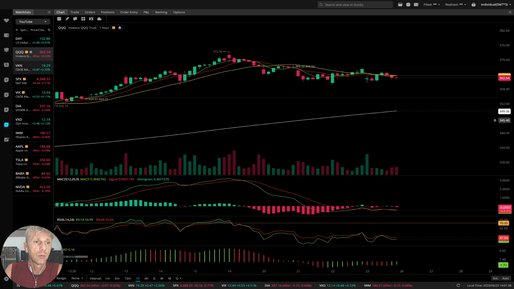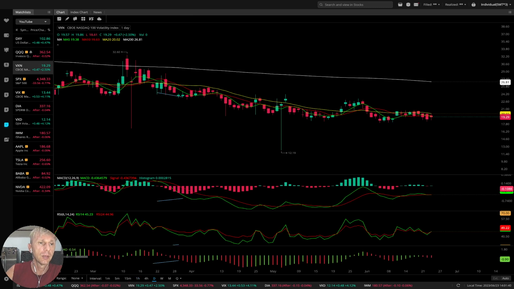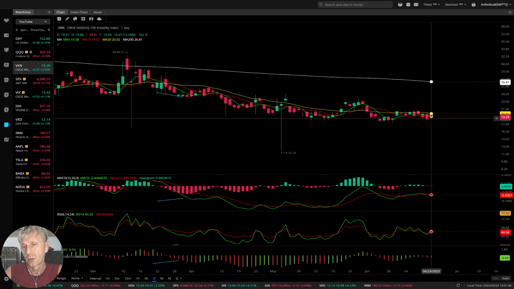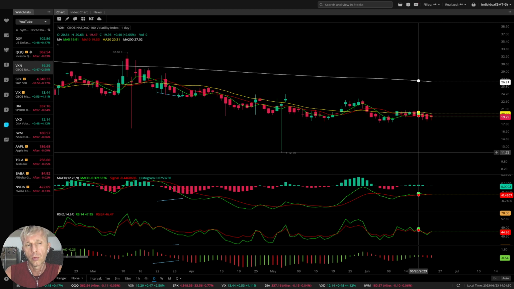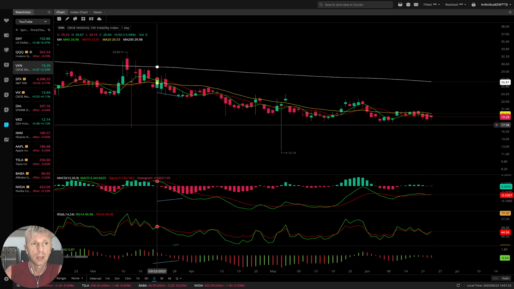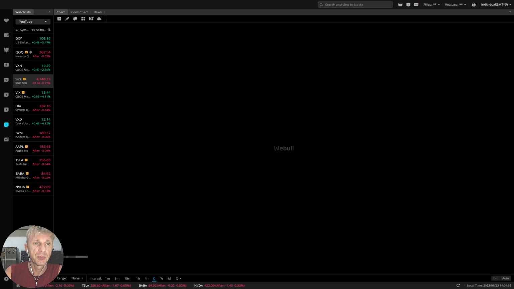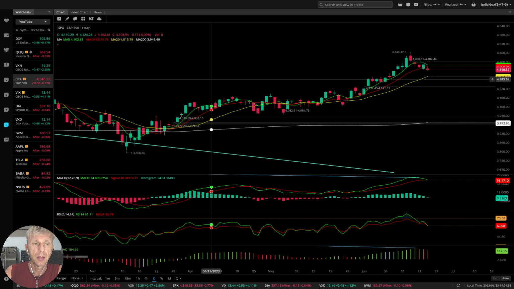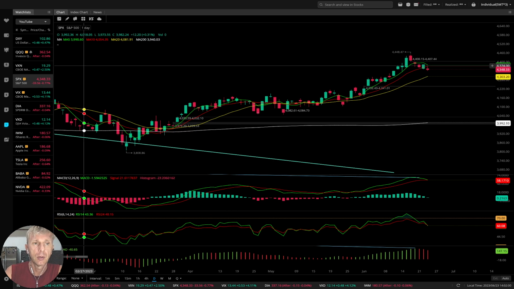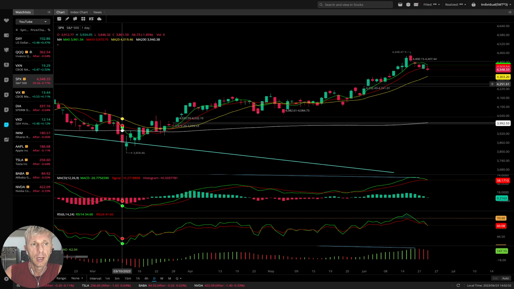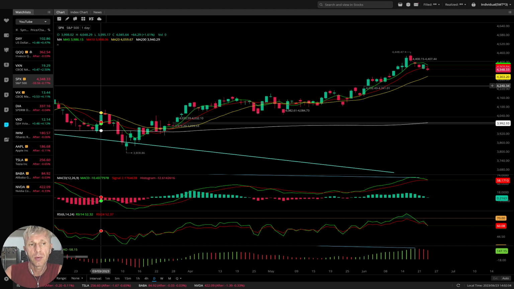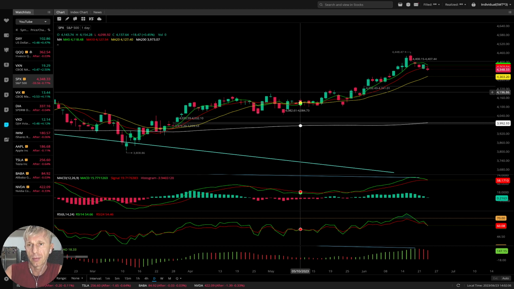Let's move to VXN, the volatility index for Qs, on the daily time frame, plus 2.5%, but it's still in bearish territory, no fear on the market. Let's move to SPX, S&P 500. Qs was minus 1% today. SPX, S&P 500, minus 0.75%.